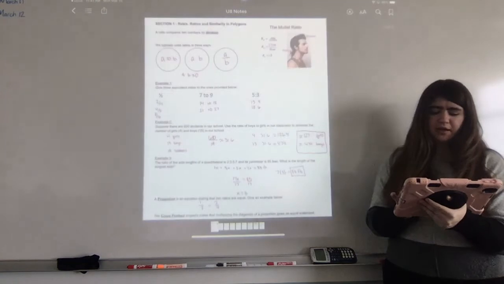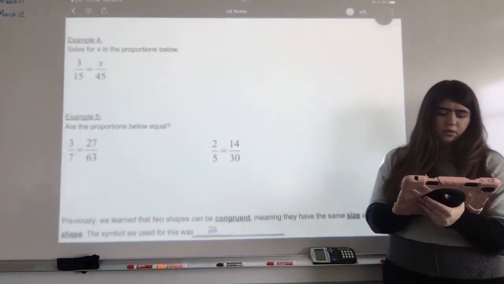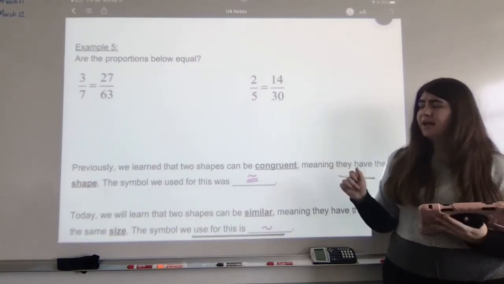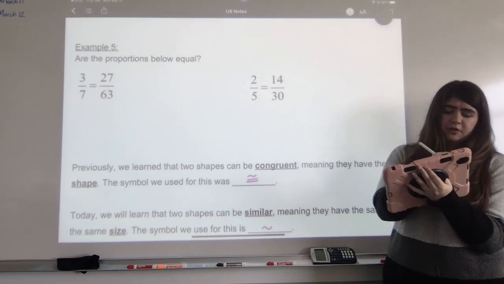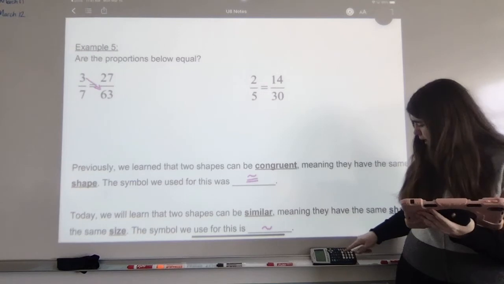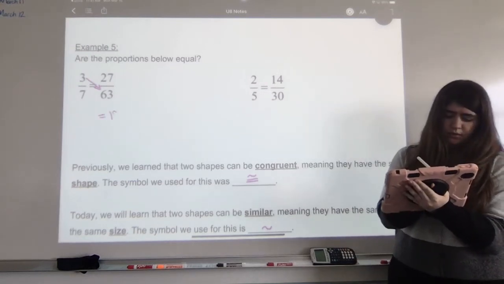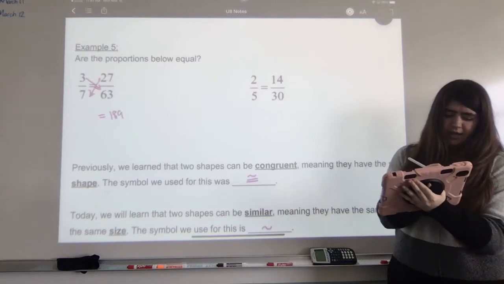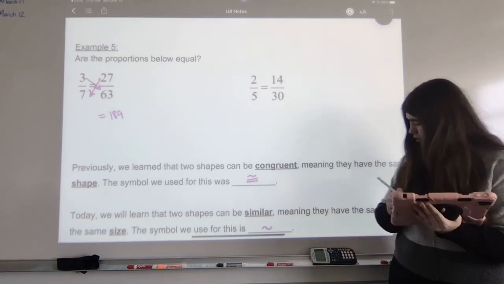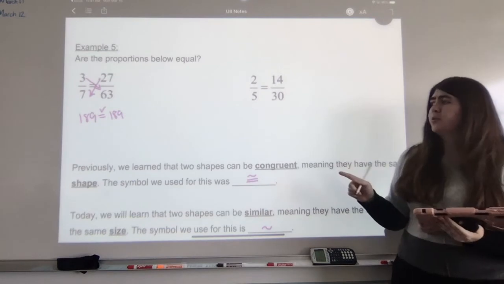So if we flip to the next page, there's an example where we want to know, let's jump to example 5. Are these proportions equal? And to find that out, we're going to multiply across the cross products. So I have 3 times 63. 3 times 63 is equal to 189. And 27 times 7. 27 times 7 is equal to 189 as well. So this checks out. Those proportions are equal.